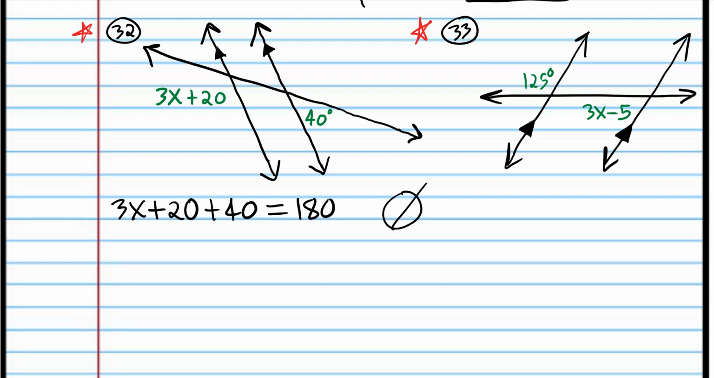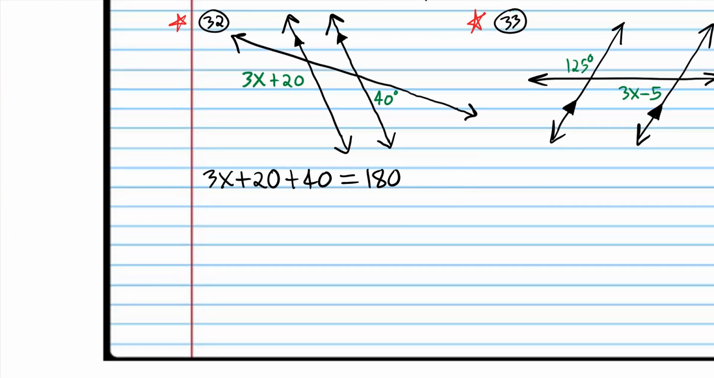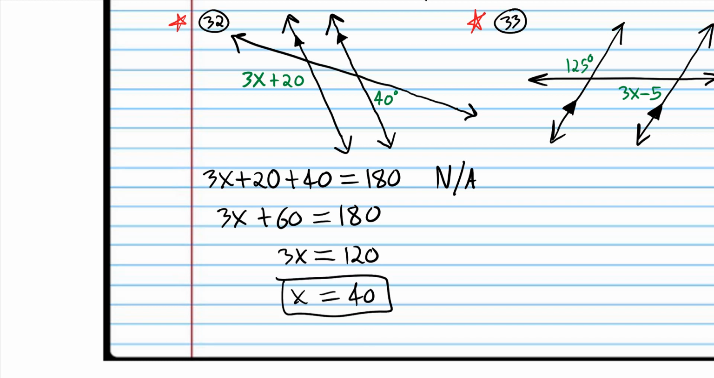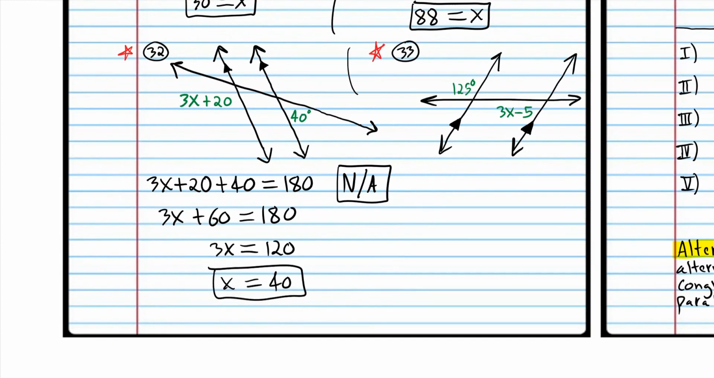And there's no special postulate or theorem that we're going to use for that. So actually we should say NA, not available. So now we're going to simplify. 20 plus 40 is 60. Subtract 60 from both sides, we get 120. Divide both sides by 3, and we get 40. So x is equal to 40. And not available, I want that to be part of your solution for some of these.